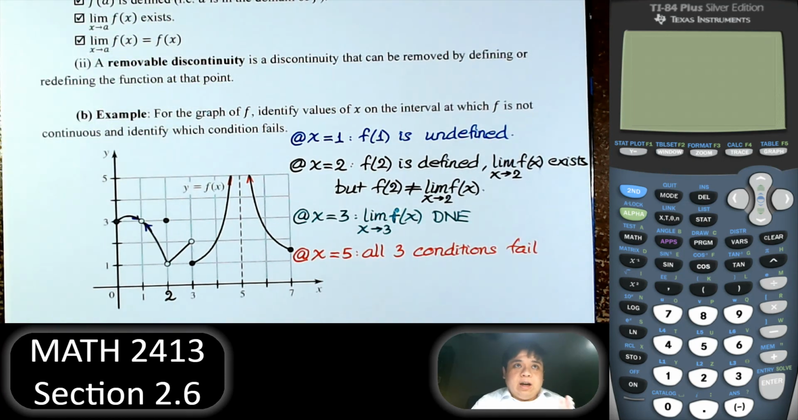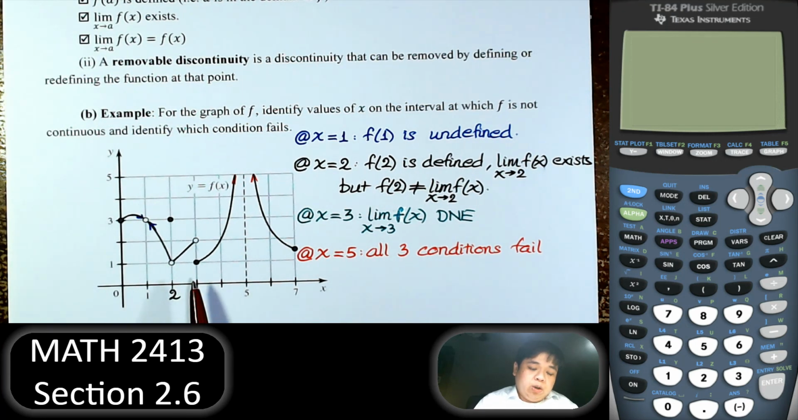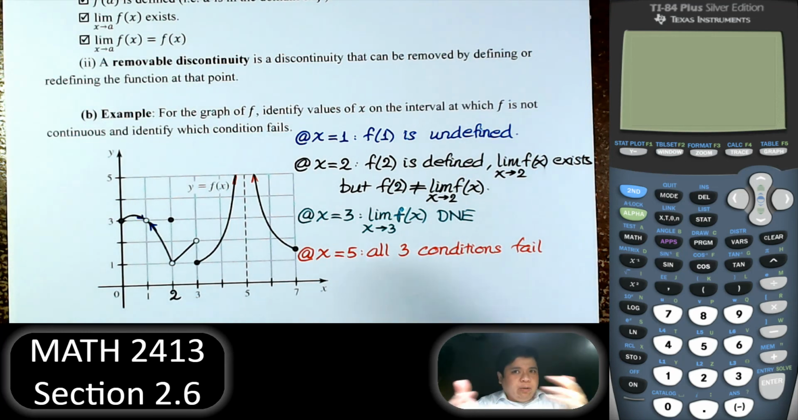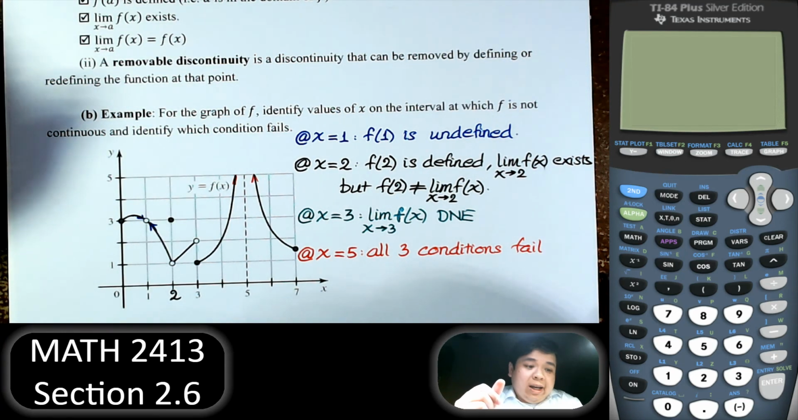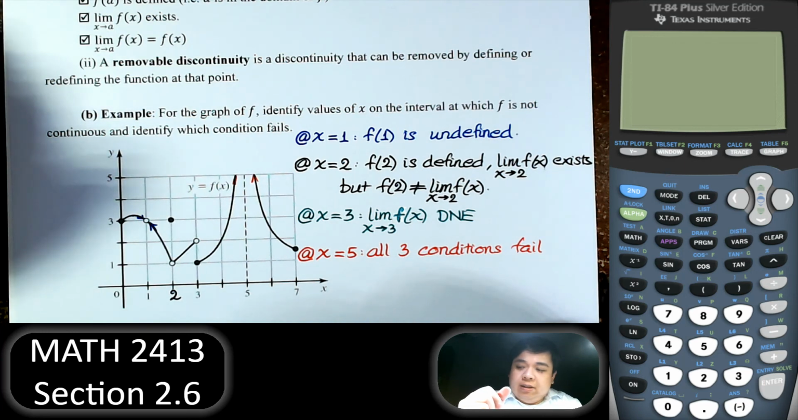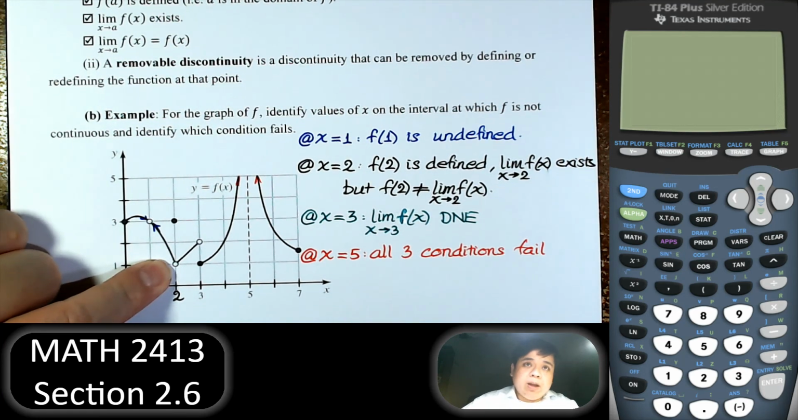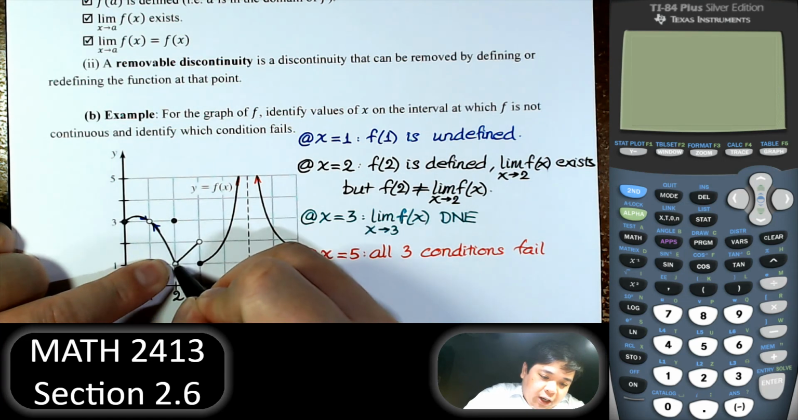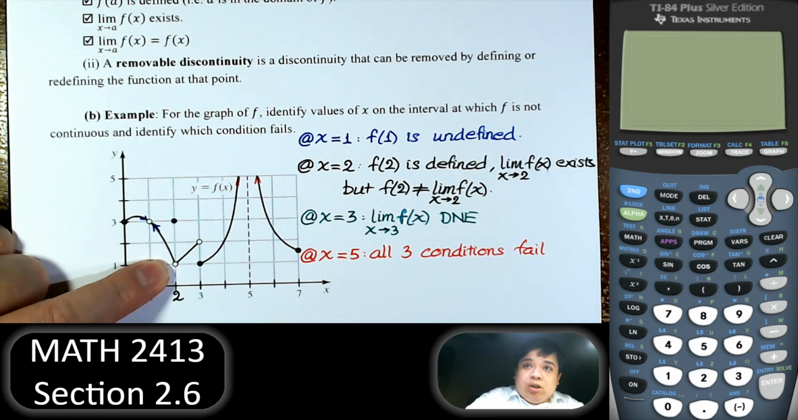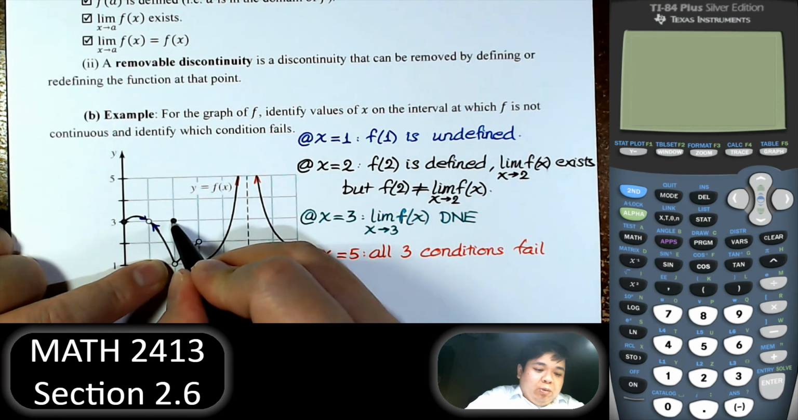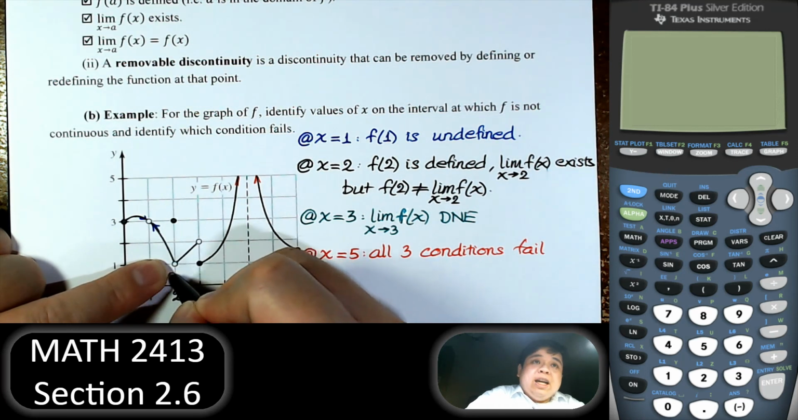So in this function there are 4 points where the function is not continuous: 1, 2, 3, and 5. Now, out of all of this, which one is removable discontinuity? Think about this. It is defined as removable, meaning if we move it, it could be continuous. At x equal to 2, if you move this point down here, it would be continuous, right? So if we move this point here, it will be continuous.